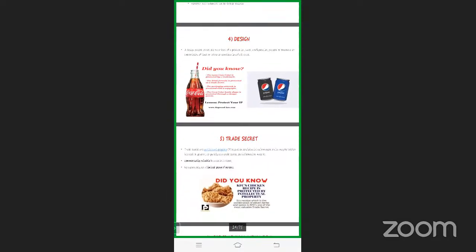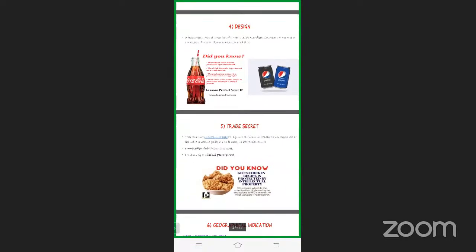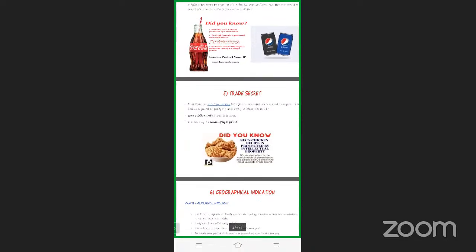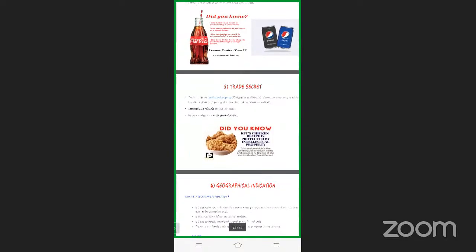The next one is design. The design pattern covers the outer look of a product. A design pattern includes the shape, configuration, etc. For example, in the slide you can see the Coca-Cola cool drink. The name Coca-Cola is protected by a trademark. The drink formula is considered a trade secret. Packaging artwork is considered a copyright. And the Coca-Cola bottle shape is also protected through a design pattern. These are some examples of copyright and design for a particular product.